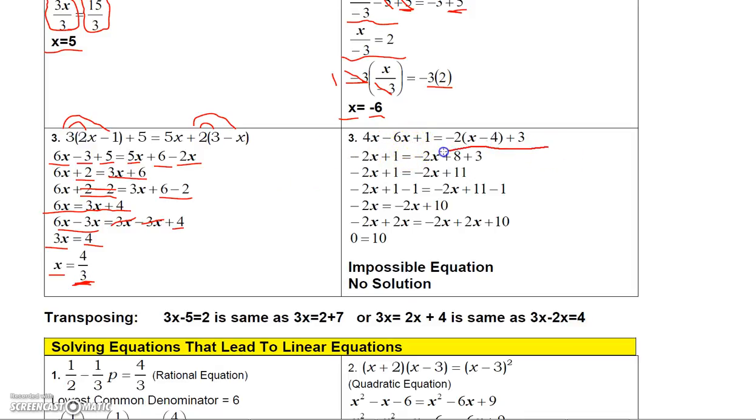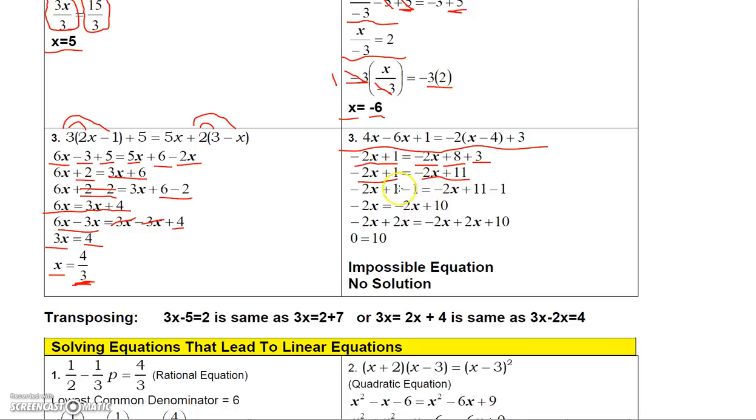This problem here has 4x minus 6x plus 1 on the left, but 4x minus 6x is minus 2x, so it's really just minus 2x plus 1. Over here I have to distribute, so I have minus 2 times x, which is minus 2x, and then minus 2 times minus 4 is plus 8, and then of course bring the plus 3 down. Now here, the first thing I'm going to do is combine 8 plus 3, so I'm going to make that minus 2x plus 11, and so I have minus 2x plus 1 on the left, and minus 2x plus 11 on the right.